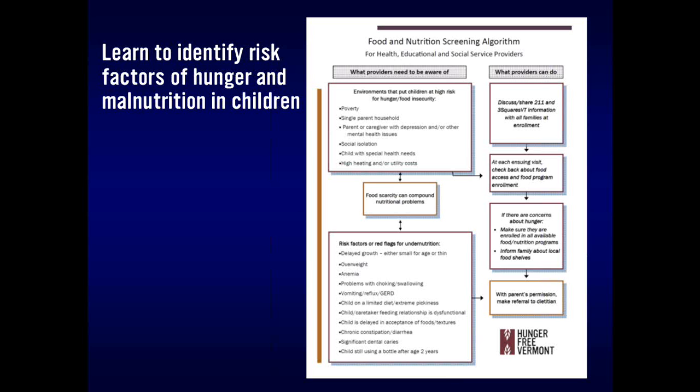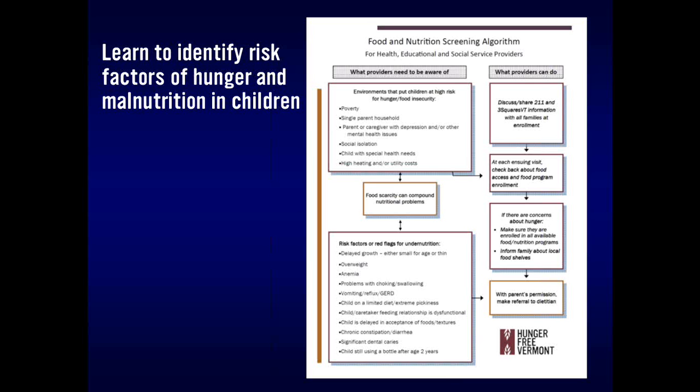And then the lower left are the things I think of as what the child brings to the equation. These are either risk factors for the child becoming malnourished or signs that they already are. So delayed growth, if they're overweight, if they're anemic, if they're underweight, vomiting and reflux, extreme pickiness, if the feeding relationship is dysfunctional, either withholding food or overfeeding, if the child is really delayed in their acceptance of textures, obviously chronic constipation, dental caries, and if a child is grazing on the bottle after a certain age, all risk factors for malnutrition.